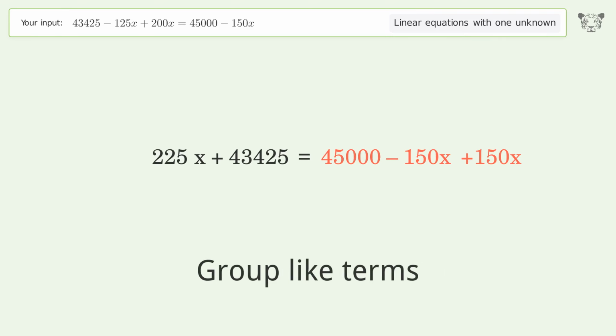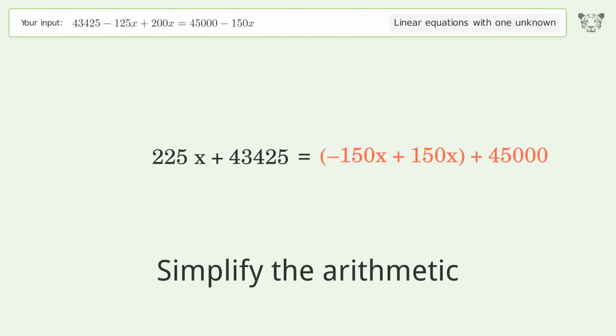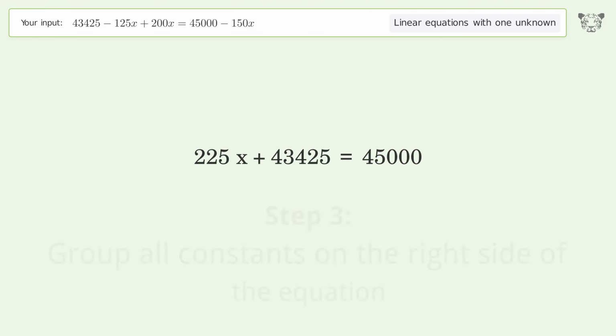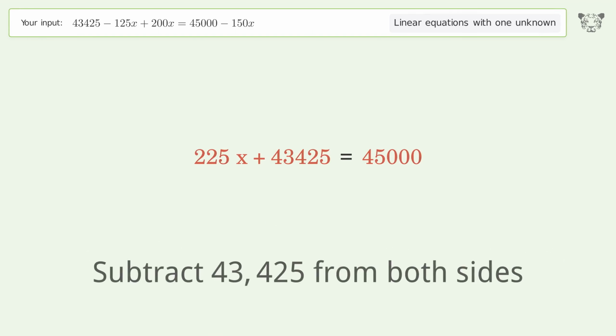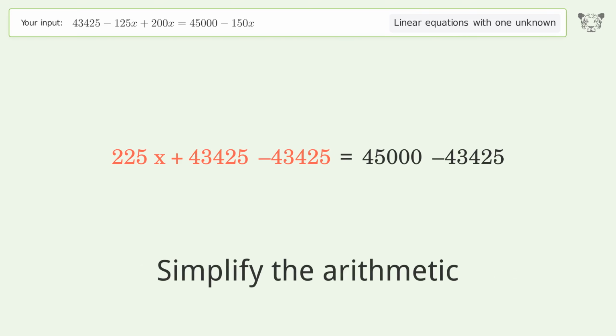Group like terms. Simplify the arithmetic. Group all constants on the right side of the equation. Subtract 43,425 from both sides. Simplify the arithmetic.